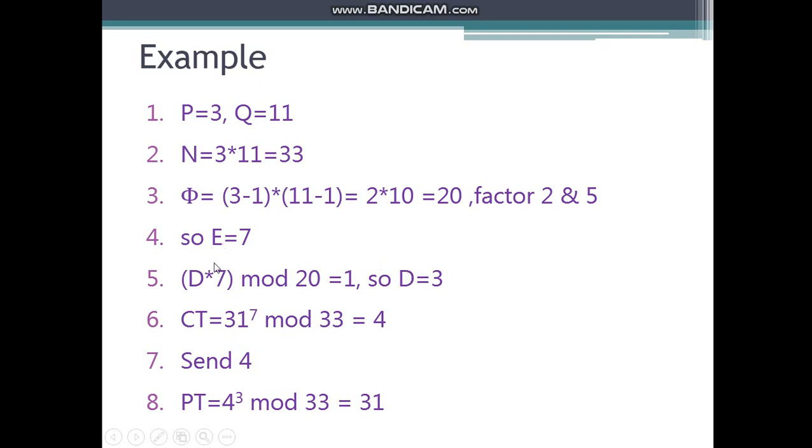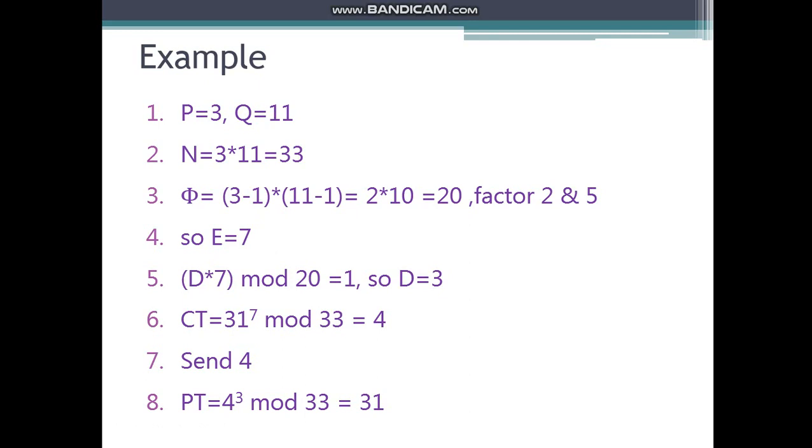Then phi. What is the need of phi? The phi value is required to generate the value of d. So phi equal to (3 minus 1) into (11 minus 1), that is 2 into 10, which is 20. So we have to factor this 20. The factors of 20 are 2 and 5. So we have to select the value of e such that it is not a factor of 2 and 5, meaning a value different from 2 and 5. That's why we have selected e equal to 7.